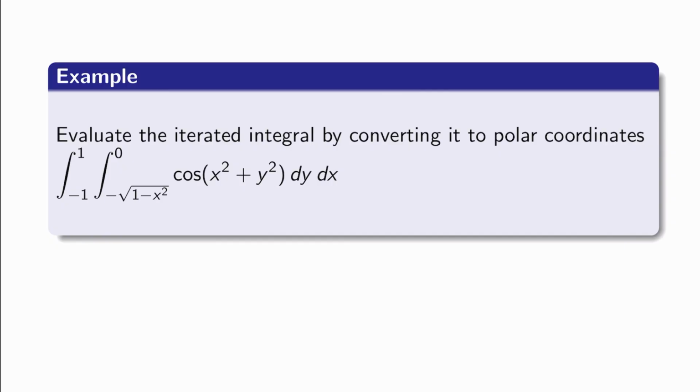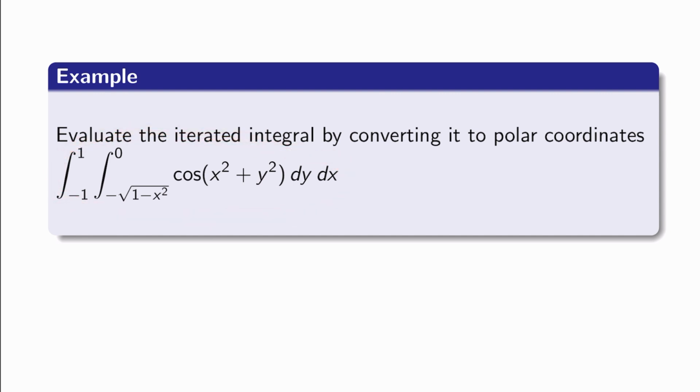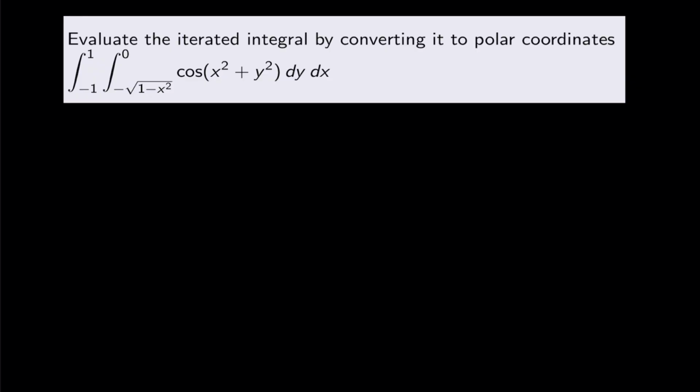With our second and last example, we have to evaluate this in polar coordinates. Thus, we first have to convert it to polar coordinates. Then we can evaluate our integral. The first step is to sketch the inequalities, right? So now here, x lies between minus 1 and 1, and y lies between minus square root of 1 minus x squared and 0.